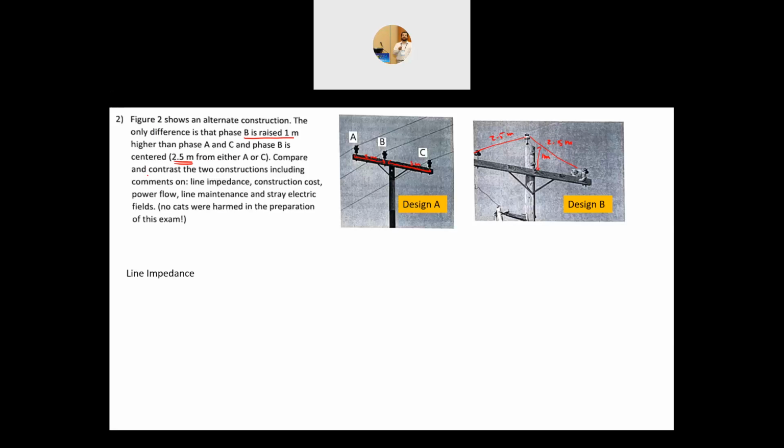Now we need to compare and contrast the two constructions, design A and design B, in terms of the line impedance, construction cost, power flow, line maintenance, and stray electric fields.